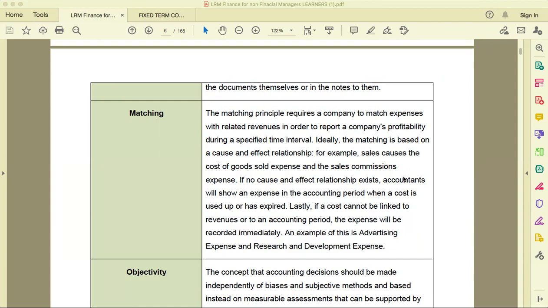So there is what we call a cause and effect. So I get money in, but that means that soon money will go out, or money has gone out and soon money will come in, because it fits that way. So that's what we call matching, is there is a relationship between money coming in and money coming out, and we need to try and reflect that in our financial statements.